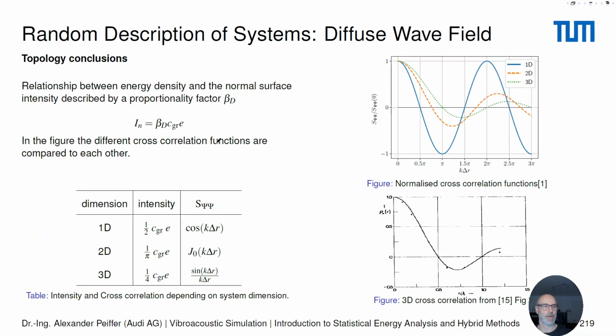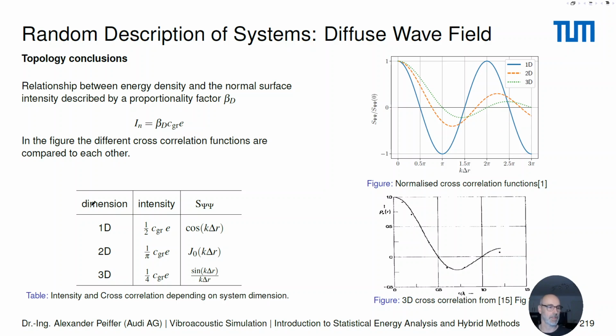Okay, let me summarize all those things. I call it the topology conclusion. The relationship between the energy density and the normal surface intensities is described by a specific proportionality factor. This is beta d, and in the relationship here that you will see in the figure, you have a different cross correlation for the different dimensions. So the 1D case was the cosine function, 2D was the Bessel function, and the 3D case was the sinc function, just decreasing more or less like the others.